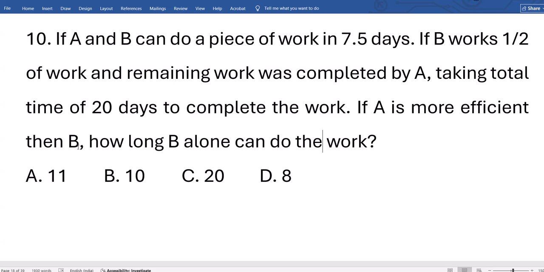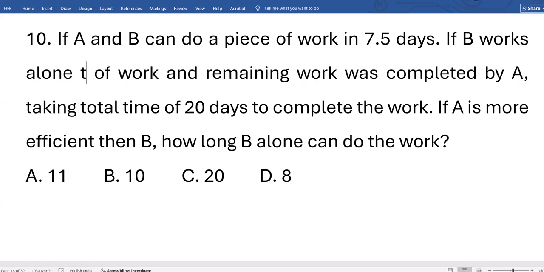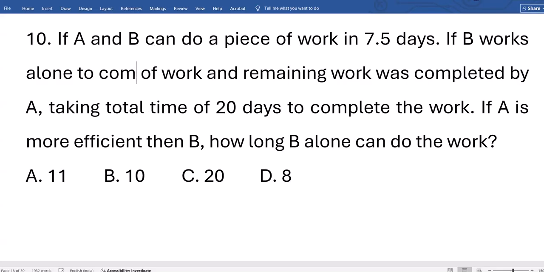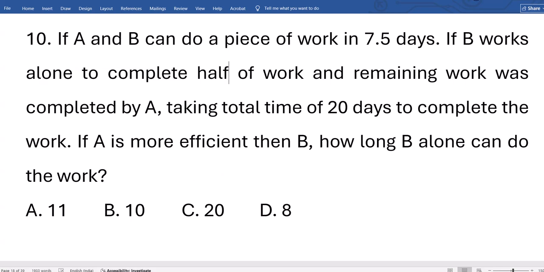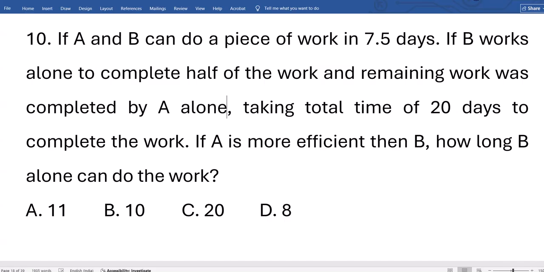So now see, first A and B did not complete the full work, for information. A and B can do a piece of work in 7.5 days. B works alone for half of the work. Okay, I'll just mention this for your better understanding. If B works alone to complete half of the work, and A alone does the other half, then overall it is taking 20 days to complete the work. If A is more efficient than B, how long can B alone do the work?